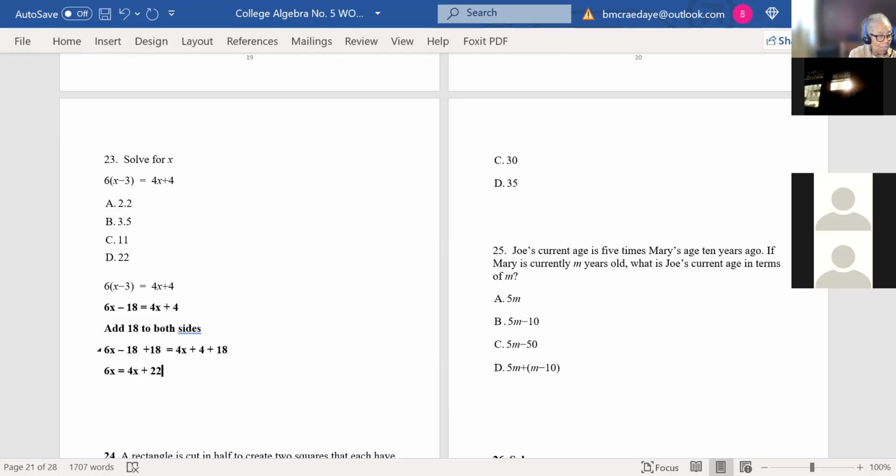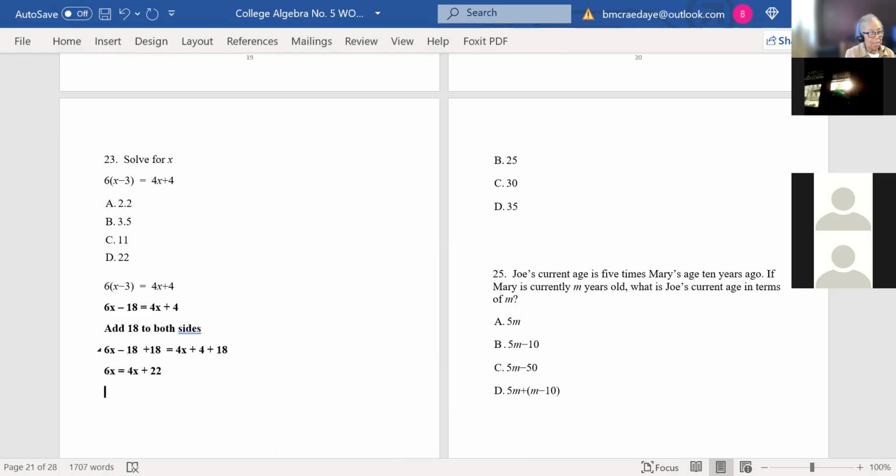Now, what terms do you need to get together here? You have to find the LCD. Well, you don't have to do that. You can, but you have two terms there you can get to. How do you get the 4x on the left side? You have to add it. If you add it, you get 10x.